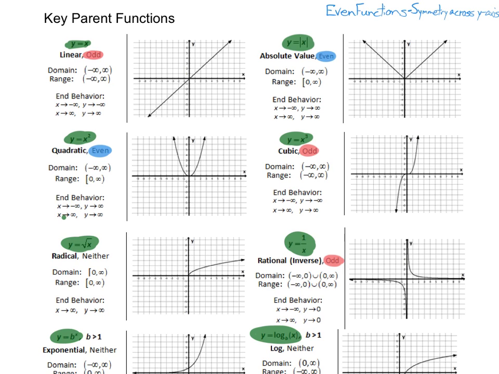So where do you find this? And by the way, odd functions have symmetry around the origin. I'll just show you with one of them, the cubic. Look at this cubic. If I take this half of it and I rotate it 180 degrees around the origin, I get exactly the same thing. If I take the other half and I rotate it 180 degrees, I get the exact same thing.